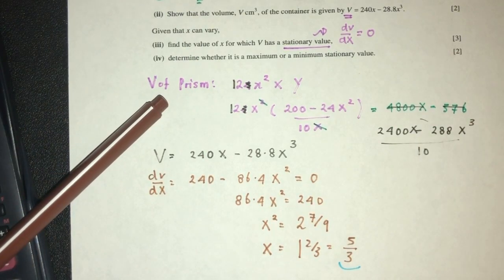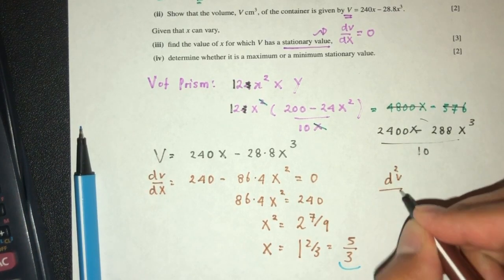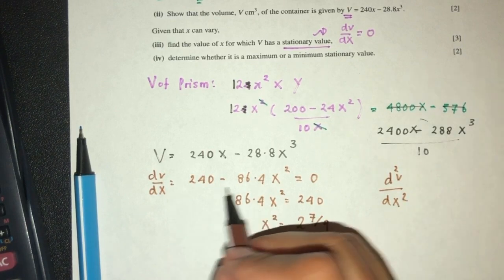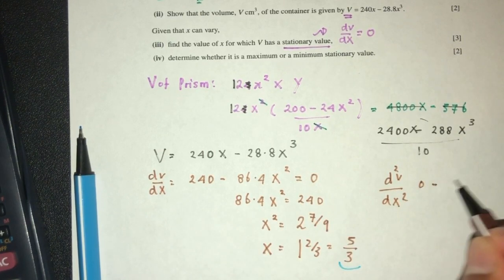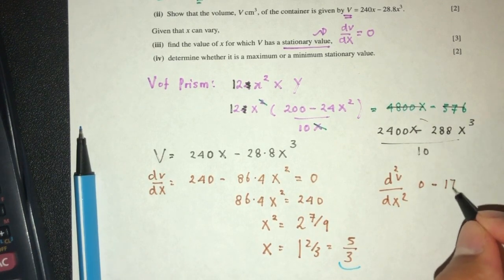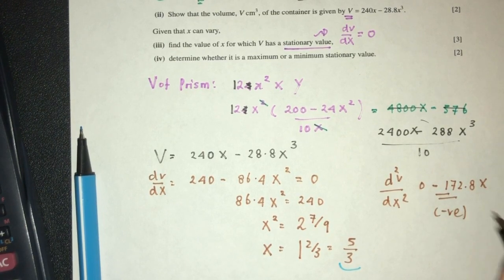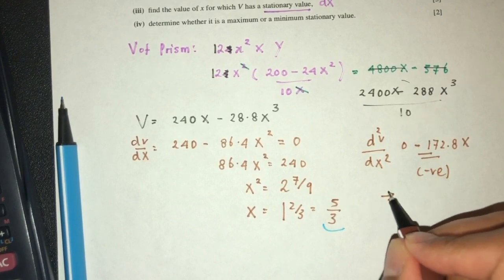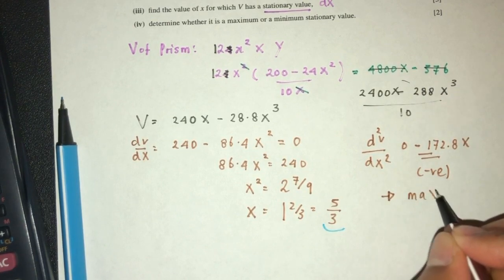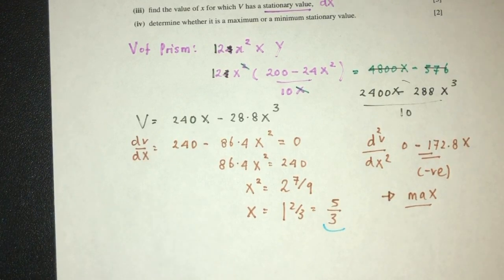Now, last one, we have to find the nature of the value. We have to find d2V by dx2. So re-differentiate that again. This will become 0, become 2 times 86.4, that should be 172.8x. But again, this is a negative value. So you would say, since it is negative, we confirm that it will be a maximum value. So that will be a question in relation to differentiation.